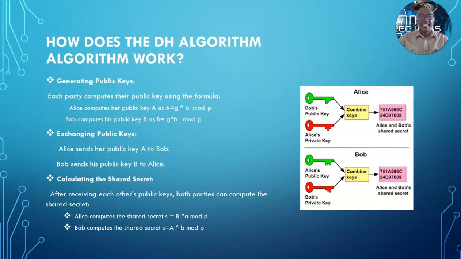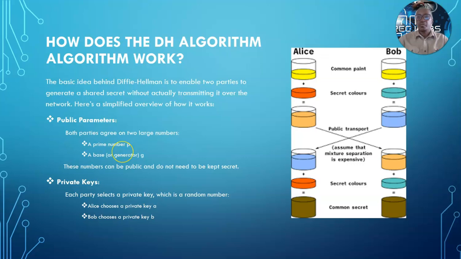The generated private keys should always be less than P. So it means that if you use 23 as your P, then the secret key is between 1 and 23.